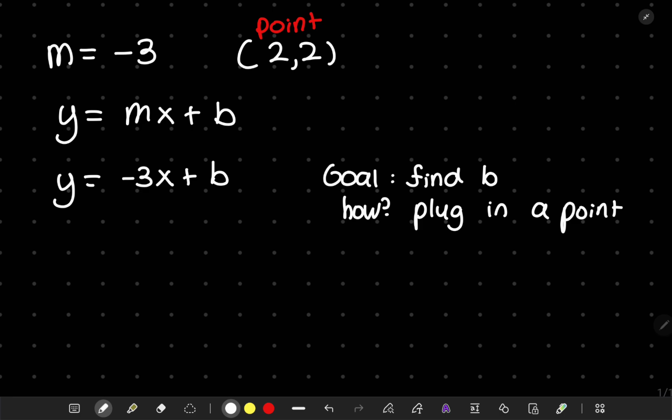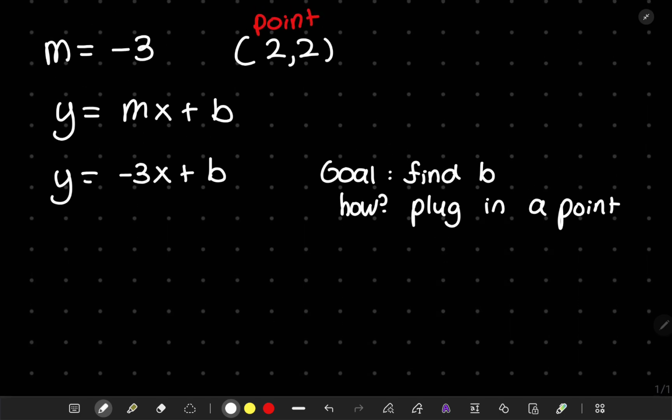So one thing that I'm going to do is I'm going to plug in my x and y to get my stuff. So for example, I have my point, I have x, and I have my y. And then what I'm going to do is I'm going to replace the x's and the y's. So for example, the y I'm going to replace with 2, just like this. And then I'm going to replace the x with the x-value of the point, which is 2. So I'm going to say -3, parentheses, to indicate that it's multiplication with 2, plus b.